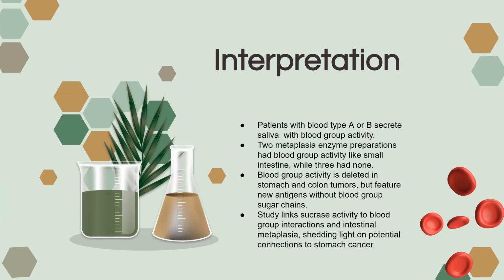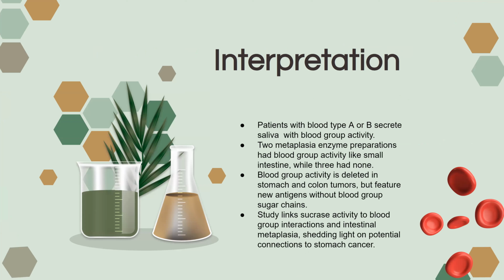So, in summary of all that information we just told you, this is what it means. All patients of blood type A or B were found to secrete material with blood group activity in their saliva. 2 of the 5 enzyme preparations from areas of intestinal metaplasia had similar levels of blood group activity to those of preparations from the small intestine, and the other 3 preparations showed no blood group activity. Despite that fact, those 3 preparations still exhibited similar enzymatic properties as the small intestine sucrase.